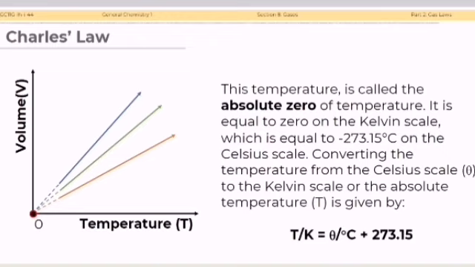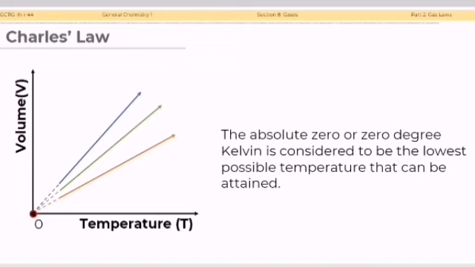It is equal to zero on the Kelvin scale, which is equal to negative 273.15 degrees Celsius on the Celsius scale. Converting the temperature from the Celsius scale to the Kelvin scale, the absolute temperature T in Kelvin is equal to the temperature in Celsius plus 273.15. The absolute zero, or 0 Kelvin, is considered to be the lowest possible temperature that can be attained.